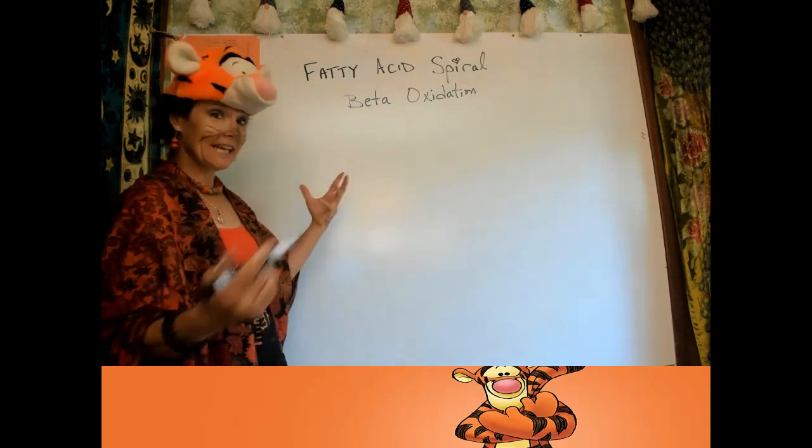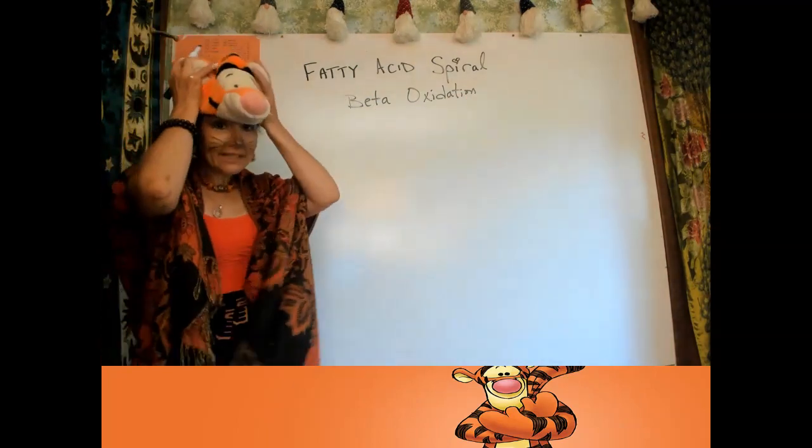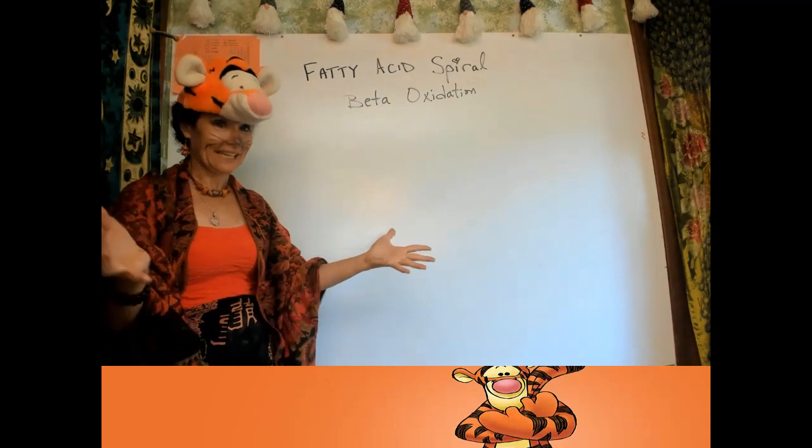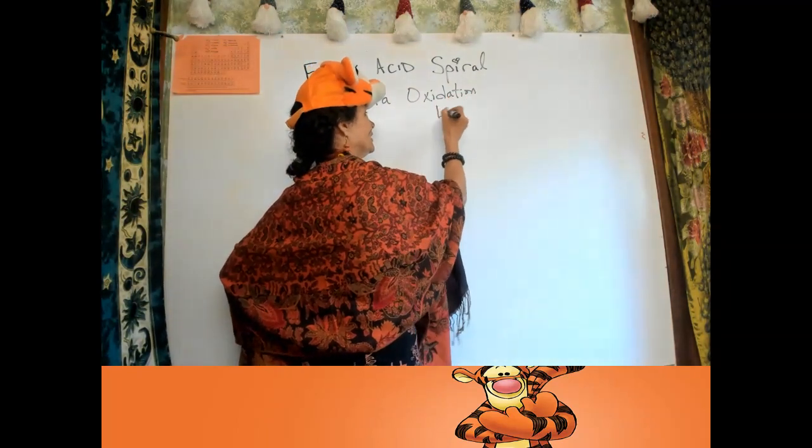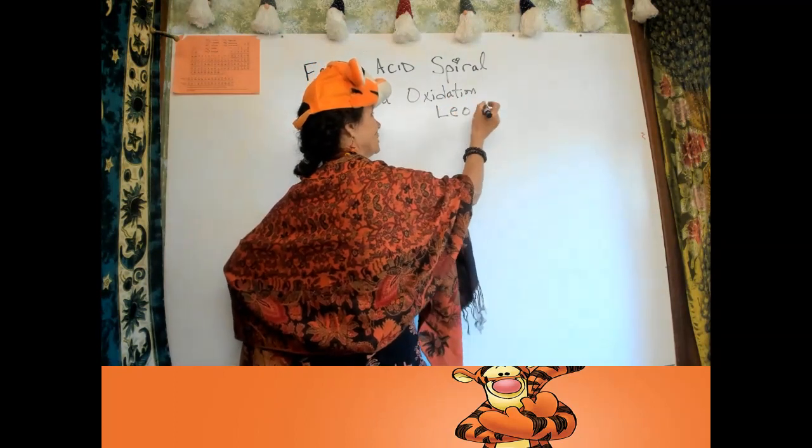And they all said, well, he's not a lion, but he is a cat. So he is going to, yeah, we can make an acronym up for Tigger, Leo.